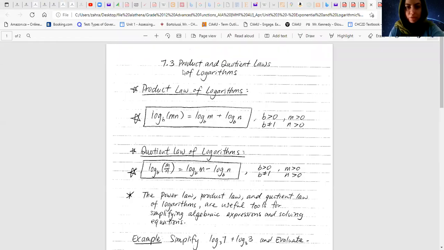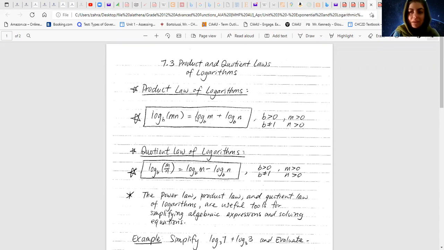So 7.3, product and quotient law of the logarithm. So product law, what does it tell you? It tells you if you have a log of two numbers multiplied by each other, log of mn, you can write it as a log of m plus log of n. Basically, multiplication in front of the log will turn to addition of the two logs.